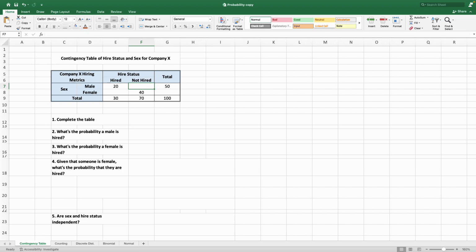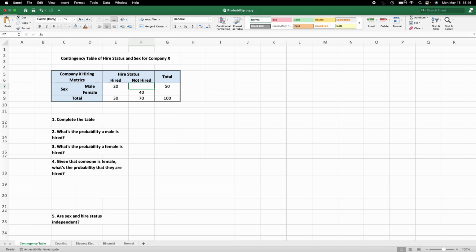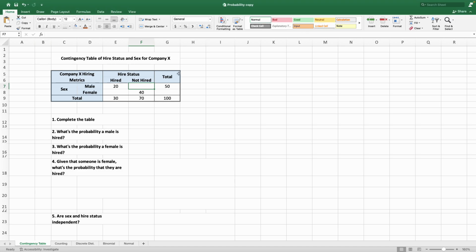All right, we're starting week 2 of the Excel labs. So we've been talking about probability this week, so we're going to go ahead and calculate some probabilities using Excel. Let's start with this first tab, which is a contingency table of hire status and sex for some company.